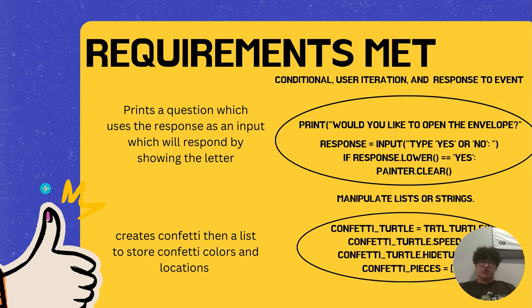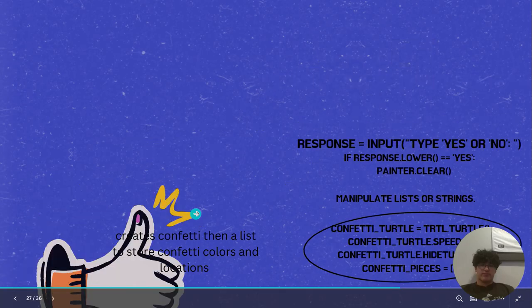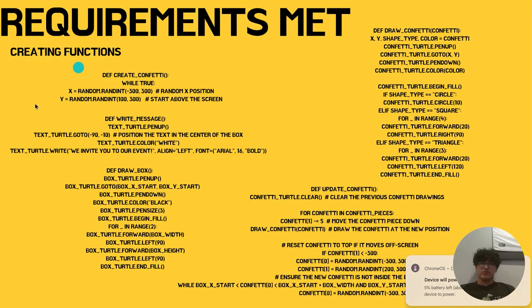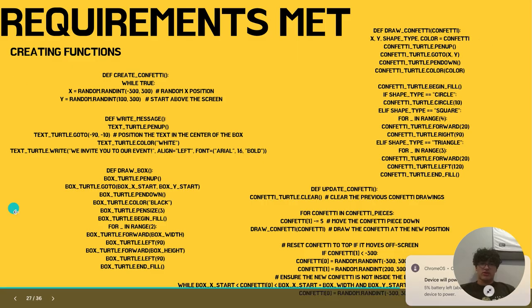Here we showed the requirements that were met. We needed conditionals, user iteration, and response to events, which it shows here. We needed to manipulate lists or strings, which we show here. And we needed to create a function, which all of these are functions that we created.